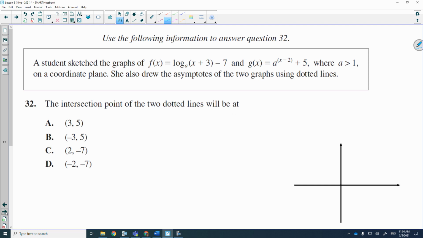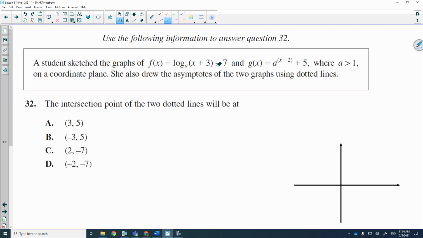This question again looks really scary, but we're going to do it so quickly if you know where VAs and HAs are. They give you 2 graphs. This is a log graph. What is this graph? If it's not a log, this graph is an exponential function, a to the power of. This is an exponential graph. This is a log graph.